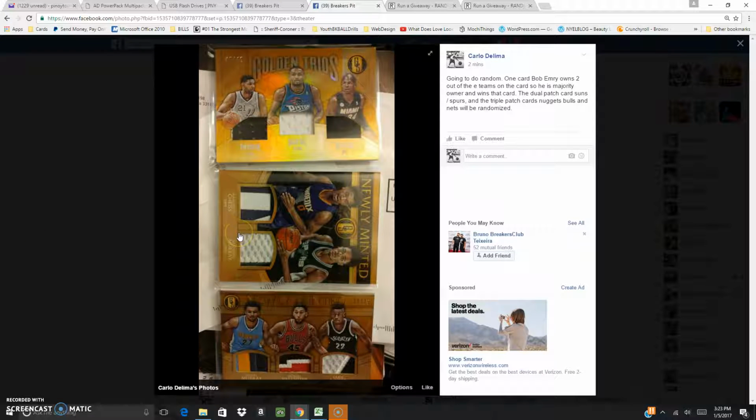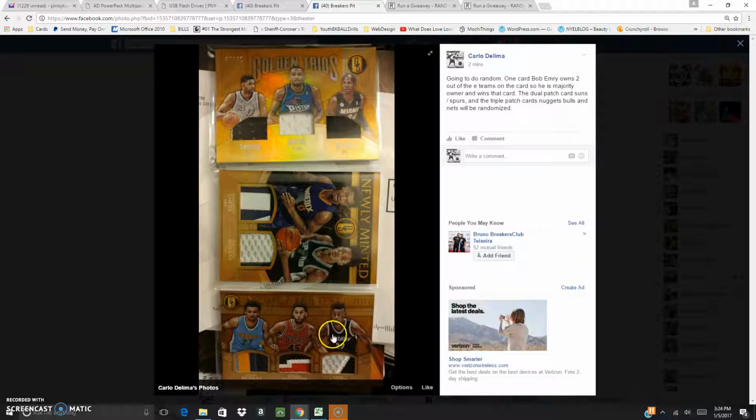All right, fellas, we're gonna be doing two of the three multi-team jersey patch cards. This one right here, my pointer is pointing at, Bob Emery owned the Spurs and the Pistons, so he owns majority of that card. So we're not gonna rest that; it goes automatically to Bob. There was Suns and the Spurs patch out of 15. That's gonna get randomized right now.